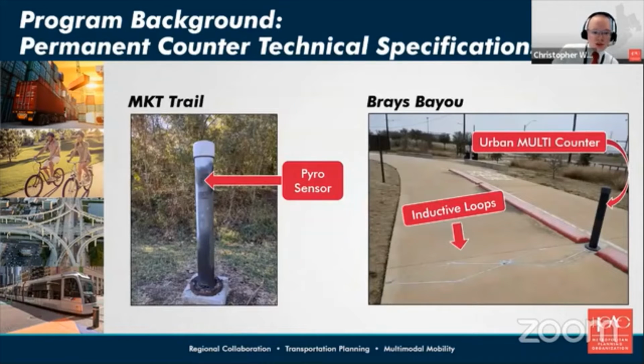This slide shows the long duration counting equipment, or what we call permanent counters. In contrast, they rely on a dual sensor approach. They have what the manufacturer calls a pyro sensor, which is the same infrared technology as the previous counter. They also combine it with a pressure sensitive set of inductive loops, which is what it uses to register pedestrians. Next slide, please.